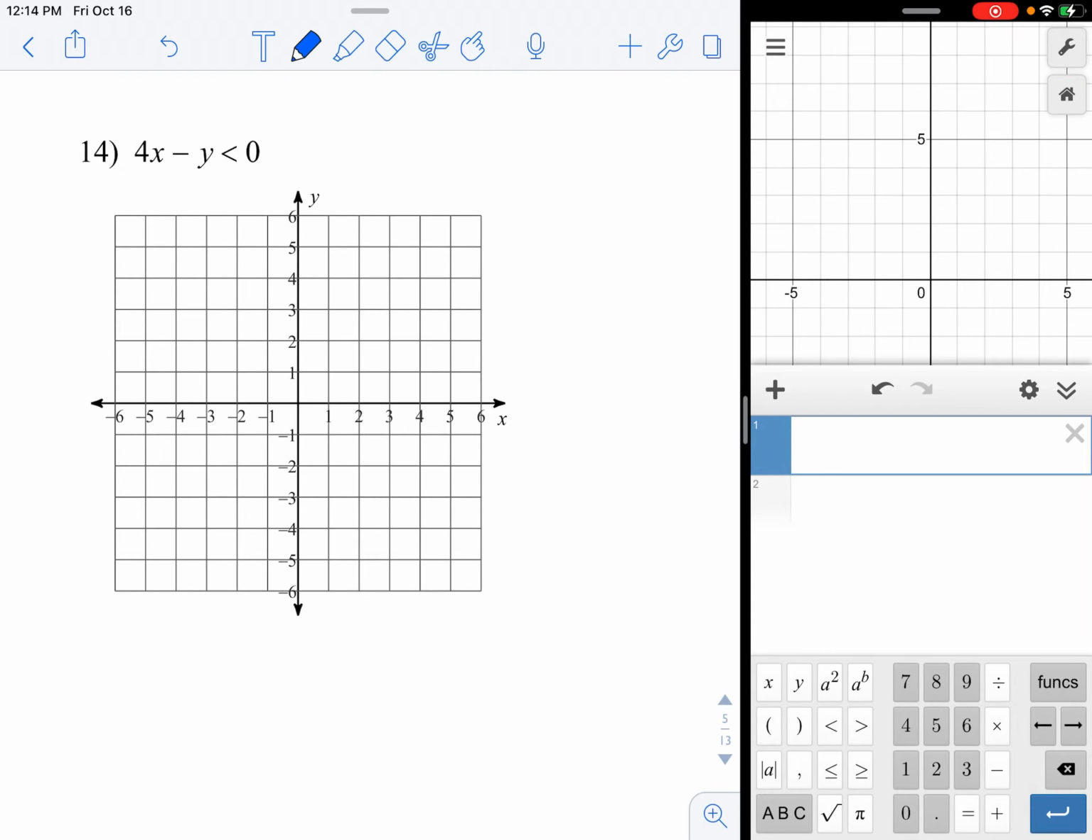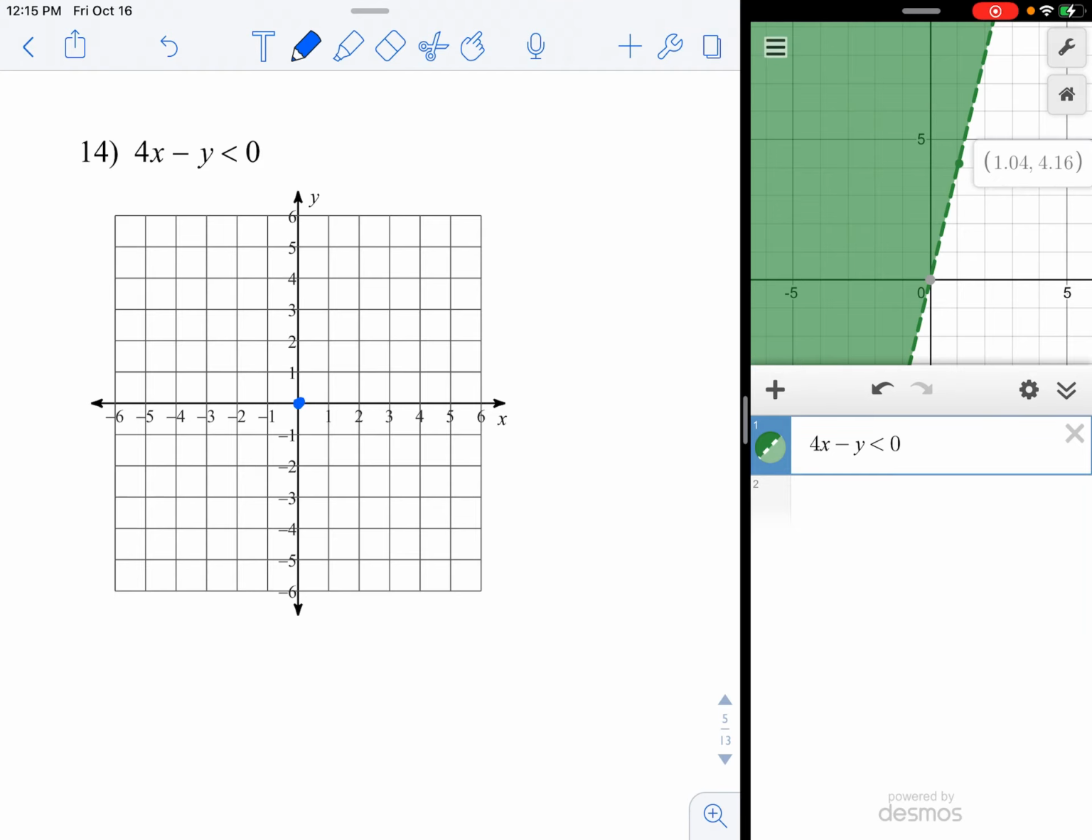Let's look at number 14 now. 4x minus y is less than 0. And there it is. So it looks like I have a dotted line that goes through the origin and maybe 1,4-ish, 1,4, dotted line.